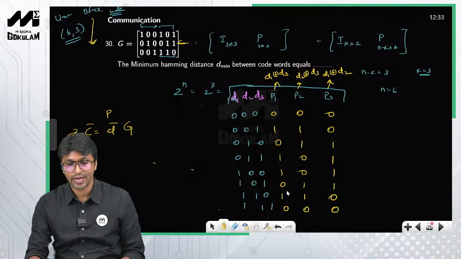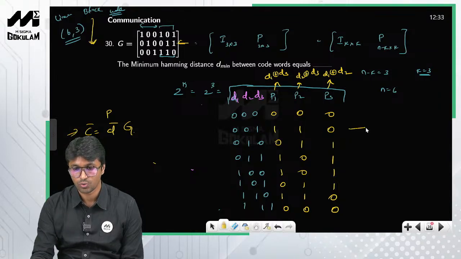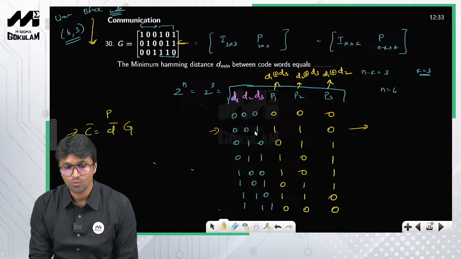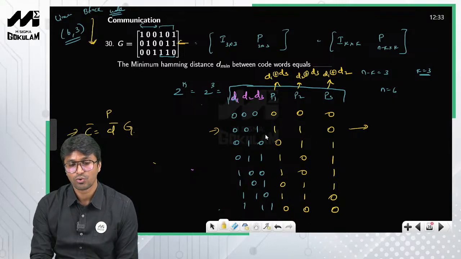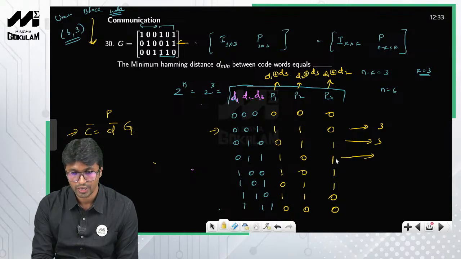You have to look at the code words except the all-0 code word and get the minimum weight of each code word. How many ones do you have, to calculate the Hamming weight? For linear block codes, minimum distance is the minimum weight. So what is the Hamming weight? The number of ones, so this is 3. In this case here 1 2 3, this is also 3, and here it is 4, so here is 1 2 3 4, and here it is 1 2 3.